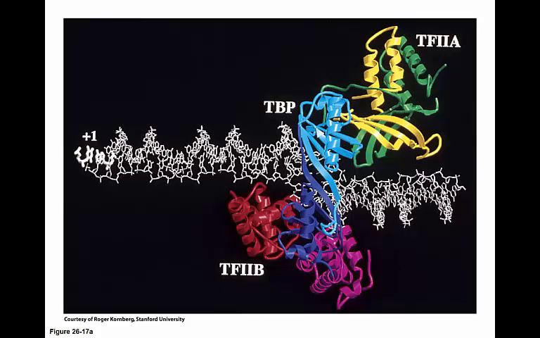And also notice that when TATA box binding protein, and I'll call it TBP, binds the DNA, notice what it does to the DNA. It changes its direction. It basically puts a kink in the DNA. So it changes the structure of the double-stranded DNA, and it's flanked on one side by transcription factor 2B and on the other side by transcription factor 2A. And we would be moving from right to left.